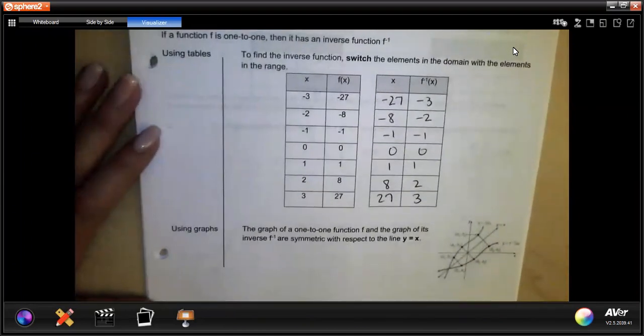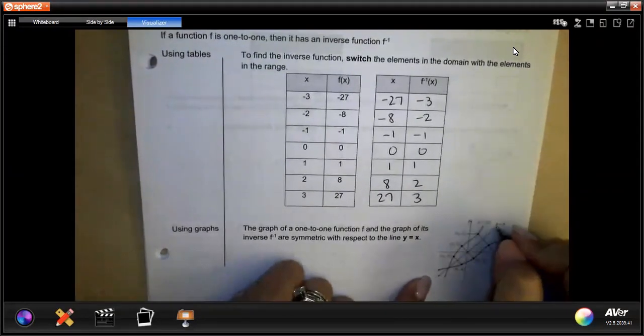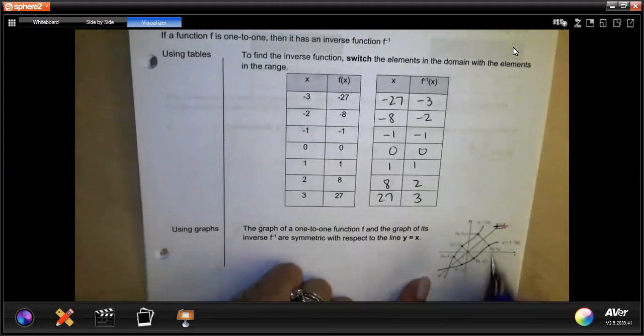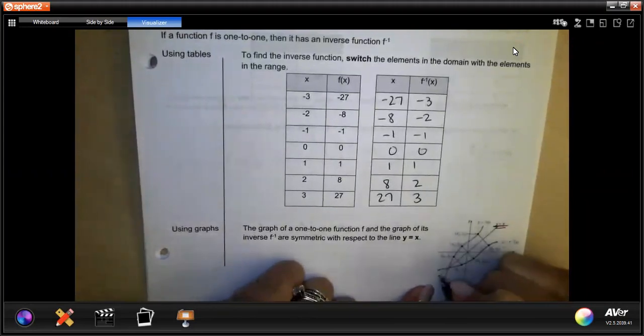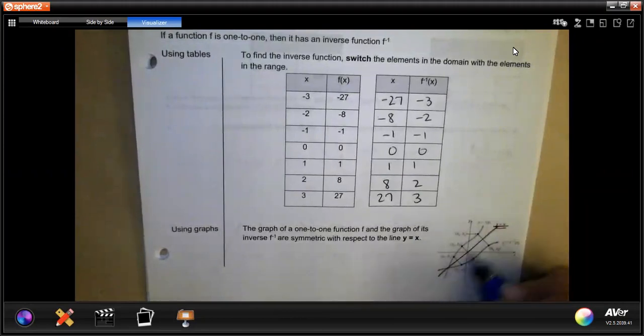The next easiest is the graph. It tells us here that the graph of a one-to-one function f and the graph of its inverse f of -1, remember that's the notation for inverse, are symmetric with respect to the y equals x line. So the y equals x line is this line graphed right here. This is our y equals x line, right down the middle. That's the linear parent function, so everyone should know that one. So y equals x goes right through the origin here.